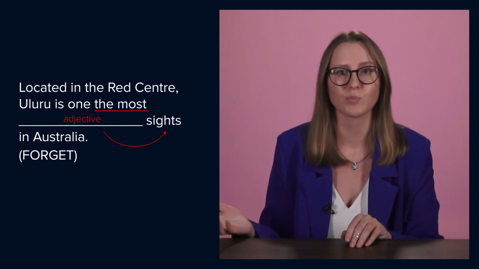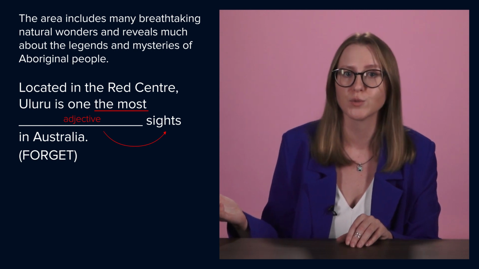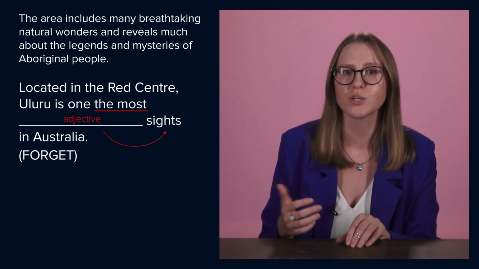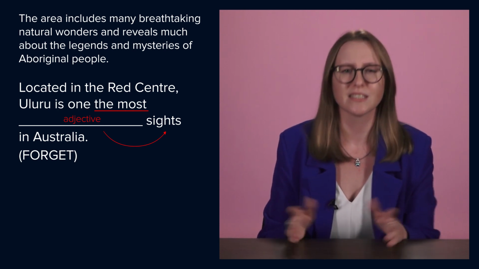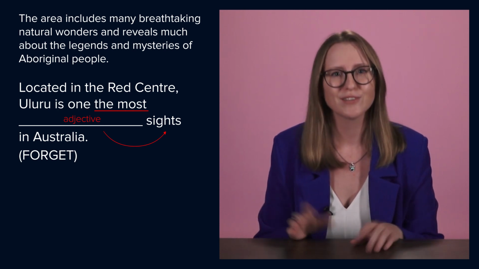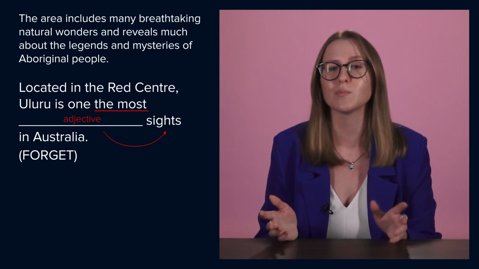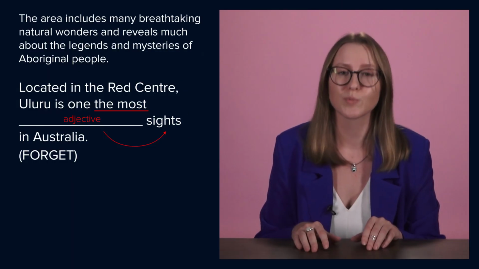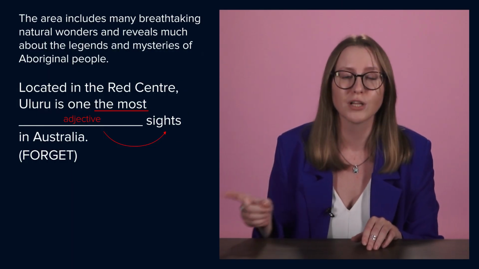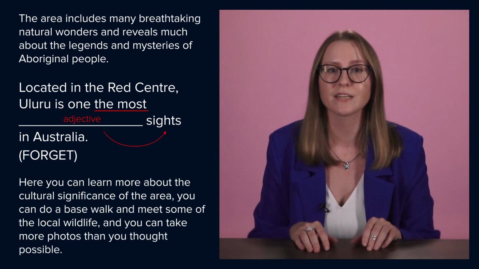So, I'm looking at the previous sentence. The area includes many breathtaking natural wonders and reveals much about the legends and mysteries of Aboriginal people. It doesn't sound like forgettable, right? Forgettable can describe something that is easy to forget, especially because that something is not interesting. To make sure, let's also look at the sentence that follows ours. Here, you can learn more about the cultural significance of the area.